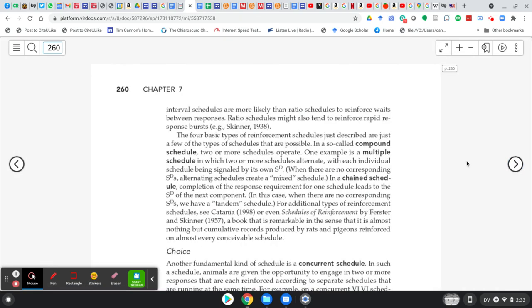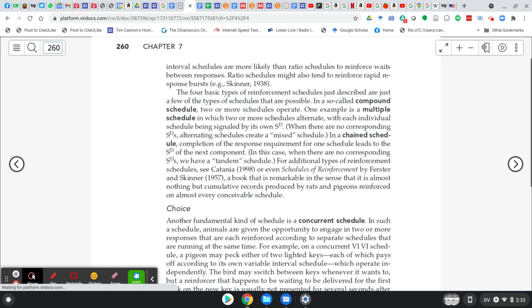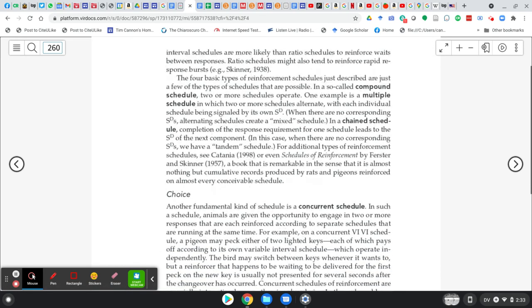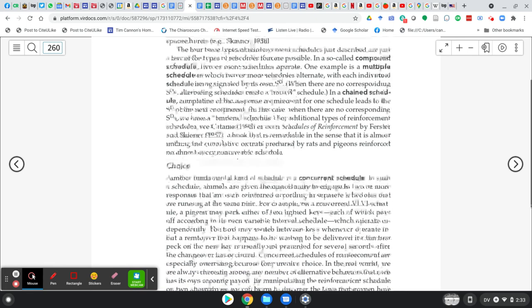So there's a discussion of schedules, and then we have compound schedules where there's more than one schedule involved in the schedule, and chain schedules. You can have SDs and S deltas and chain schedules where you have to do this, and then you have to do that, and then you have to do the next thing. And Catania, schedules of reinforcement.